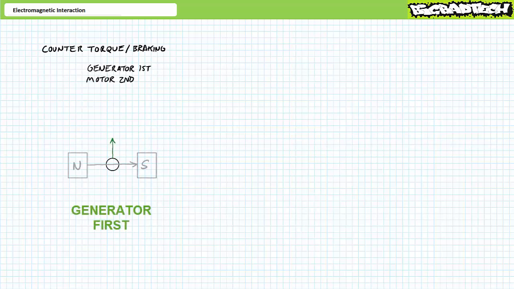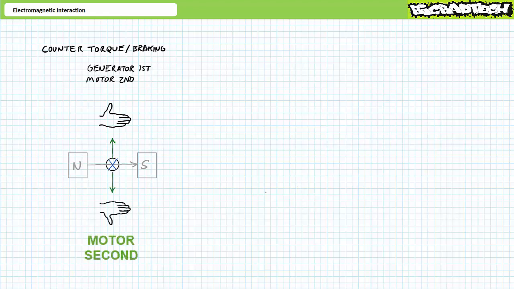Generator first. Consider a conductor moving upwards through a magnetic field oriented north to south, left to right. An application of Fleming's right-hand generator rule demonstrates that conventional current travels into the screen. This is generator action. Now keep your right hand on the screen. Motor second. This is now a current-carrying conductor inside a magnetic field. Overlay your left hand on the right such that the left-hand fingers point north to south and the palm matches the direction of conventional current flow into the screen.